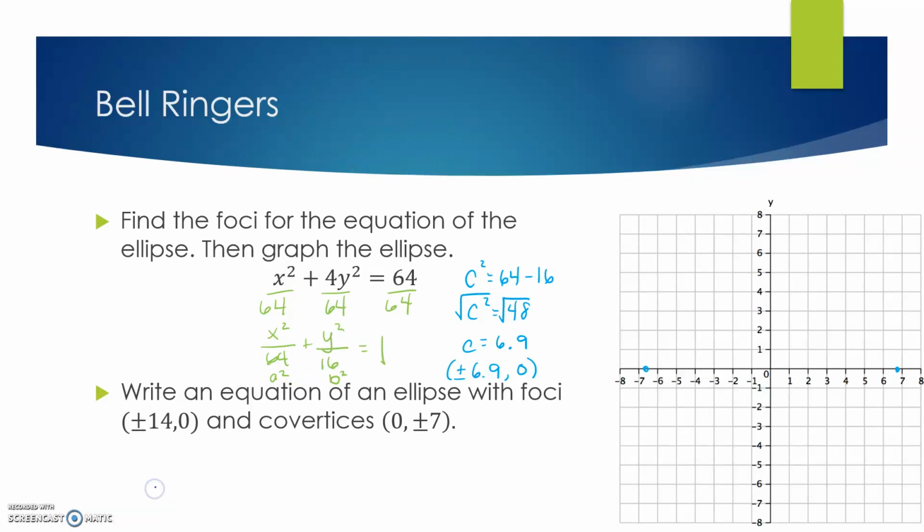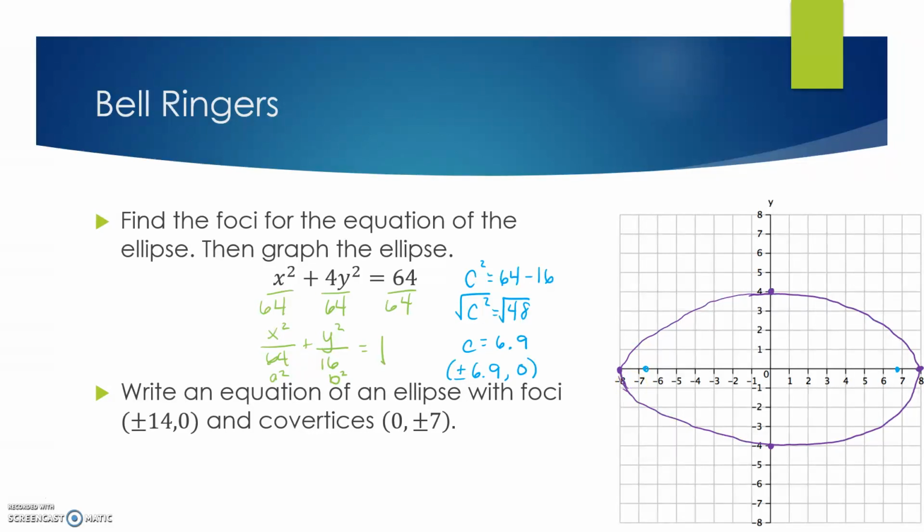So my x coordinates are at 8 and negative 8. My y coordinates are at 4 and negative 4. And then I'm just going to kind of sketch this. So it's going to look something like this. Not terrible, but not great. So it should look something like that.